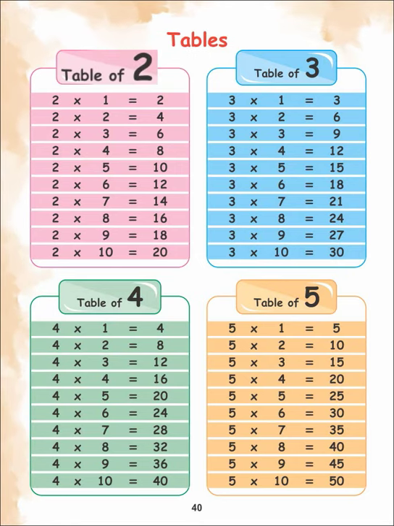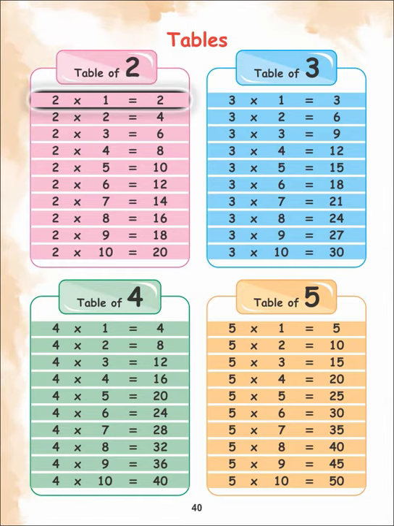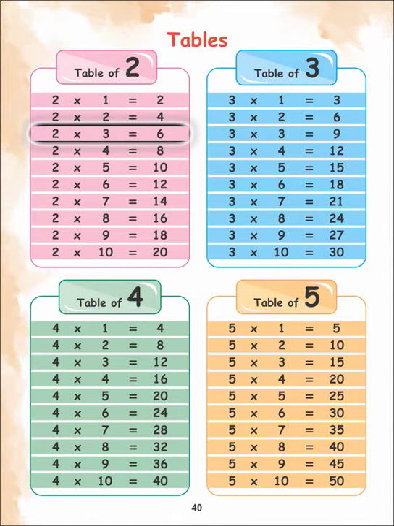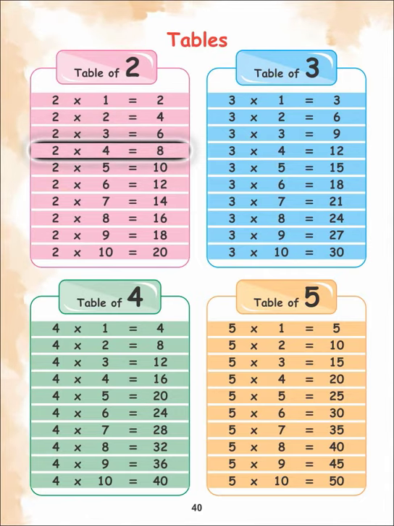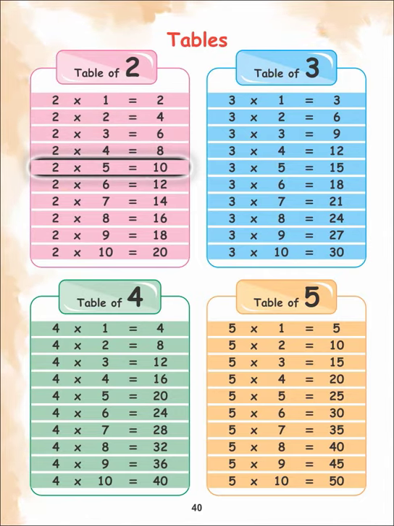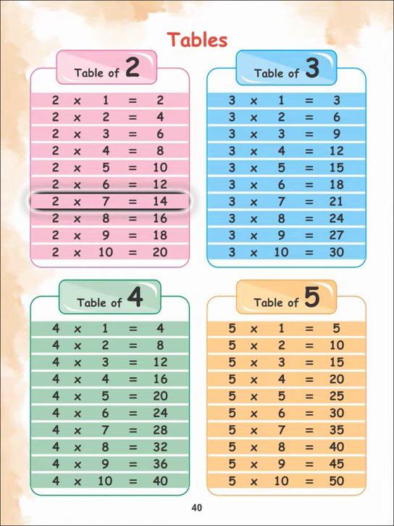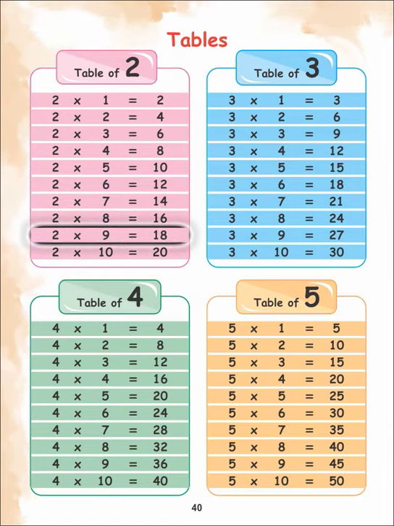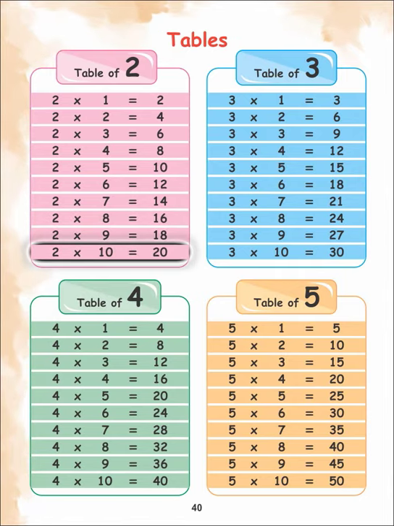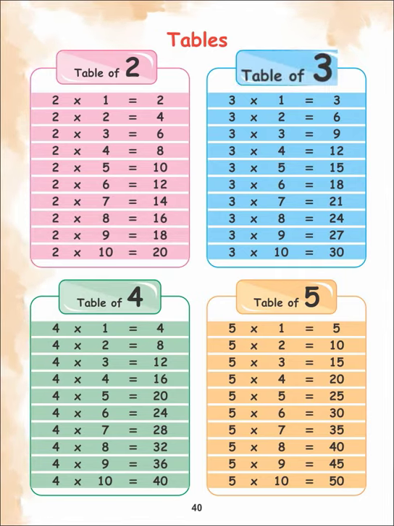Tables. Table of 2. 2 ones are 2. 2 twos are 4. 2 threes are 6. 2 fours are 8. 2 fives are 10. 2 sixes are 12. 2 sevens are 14. 2 eights are 16. 2 nines are 18. 2 tens are 20. Table of 3.